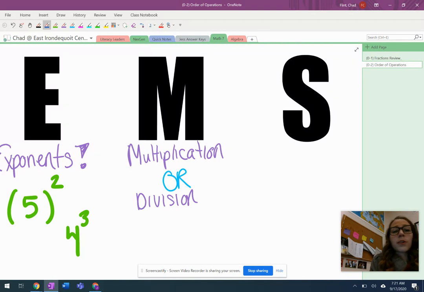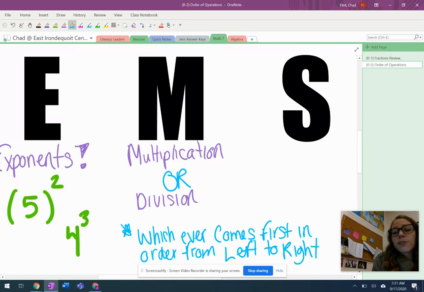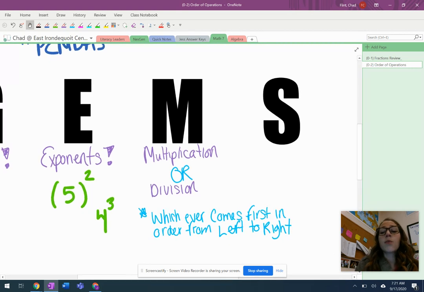And when you're looking at that, it's whichever comes first in order from left to right. And you might be wondering why from left to right? Well, that's because that's the way we read. We read from left to right, not like the Chinese who read from right to left. So it's not always multiplication. It could be division depending on which one shows up in order first.